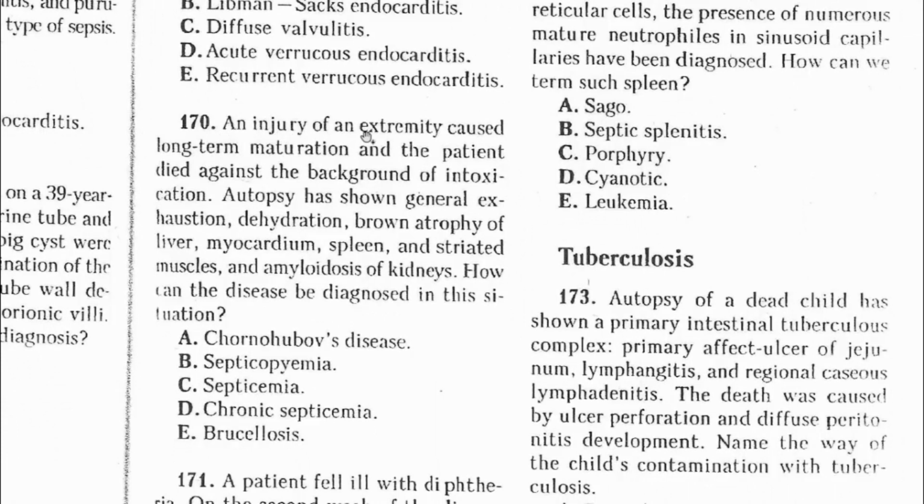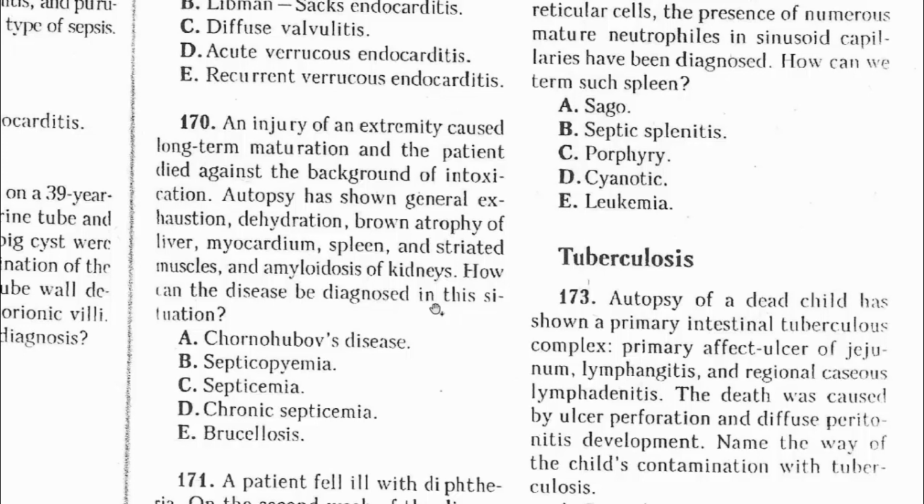170. An injury of an extremity caused long-term suppuration and the patient died against the background of intoxication. Autopsy has shown general exhaustion, dehydration, brown atrophy of the liver, myocardium, spleen, striated muscles, amyloidosis. How is this disease diagnosed?